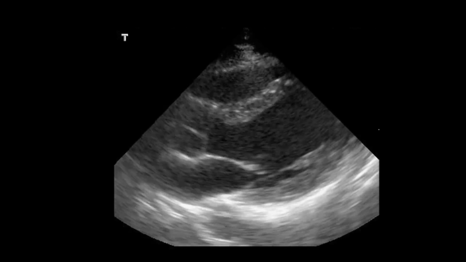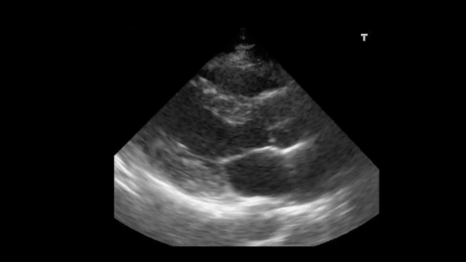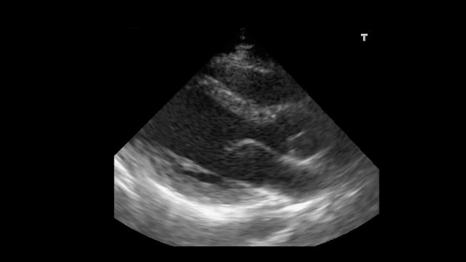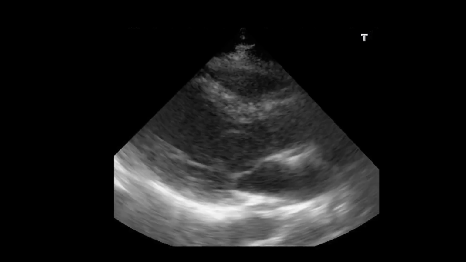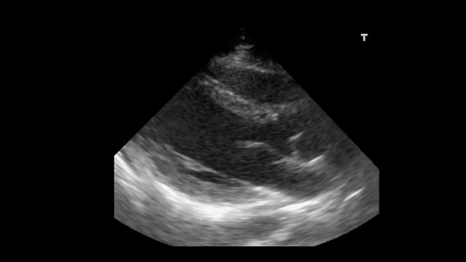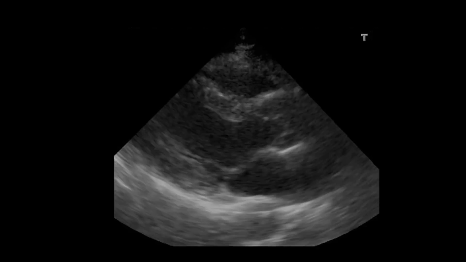When this occurs, simply rotate the probe 180 degrees on the patient, and this will correct the image on the monitor. The standard images shown in this tutorial have the same orientation as the images obtained in most echocardiography labs, and these are what are recognized by most cardiologists.